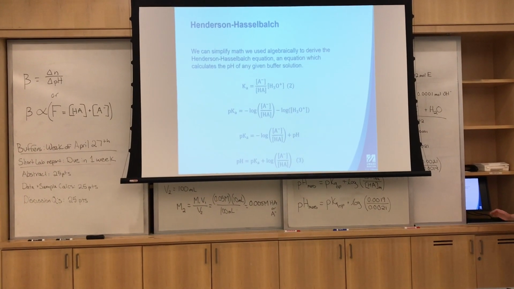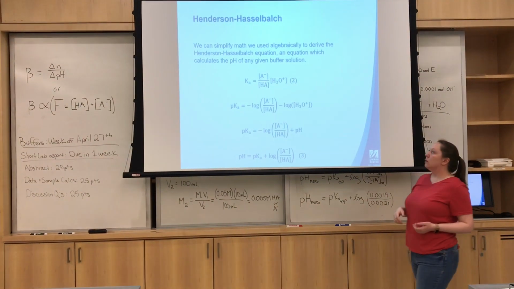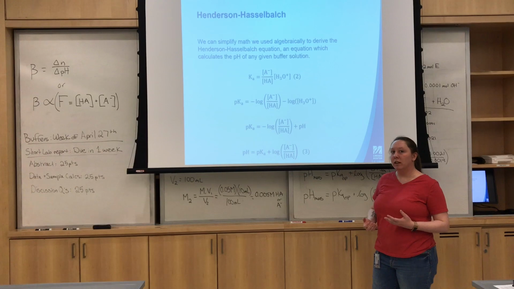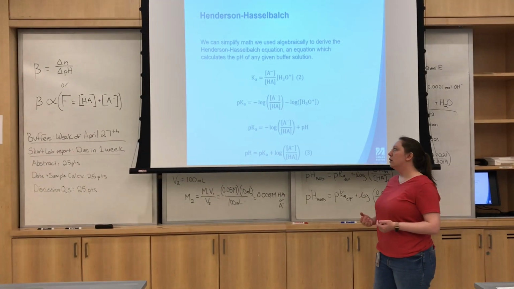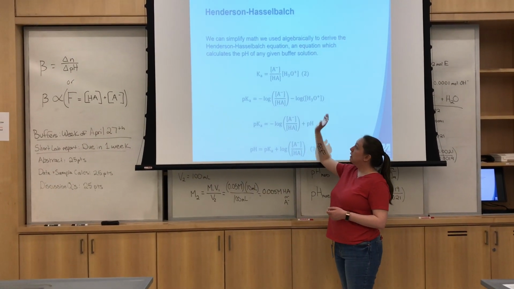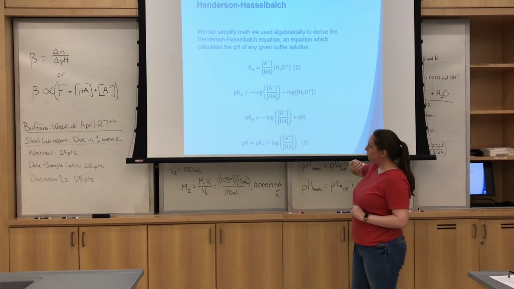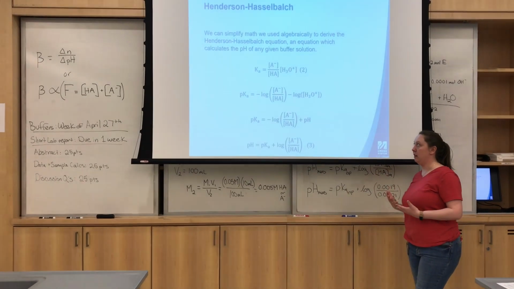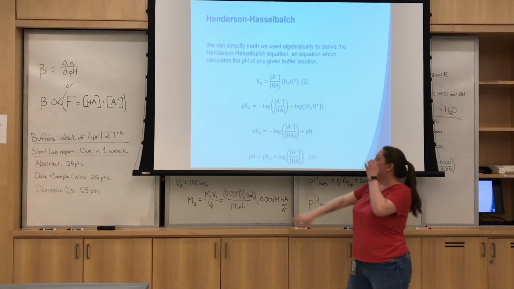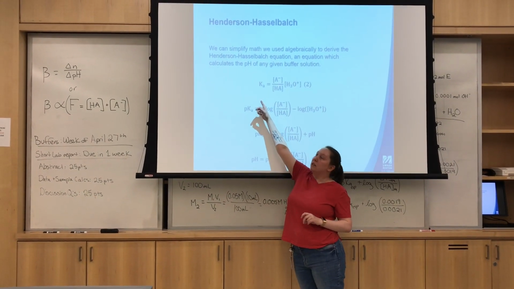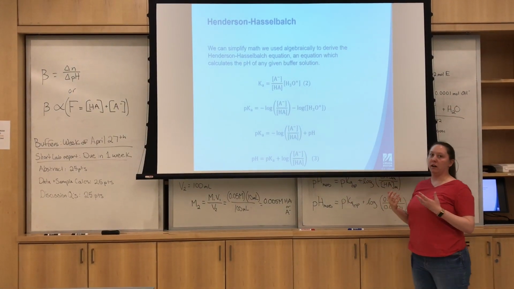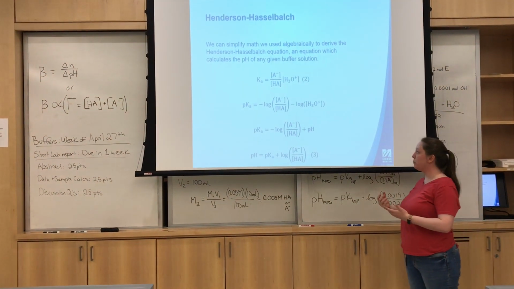Alright. So, the Henderson-Hasselbalch equation directly relates pKa to pH using this equation here. So how do we get there? Well, we're going to start with our Ka equals our concentration equation, so our equilibrium constant.